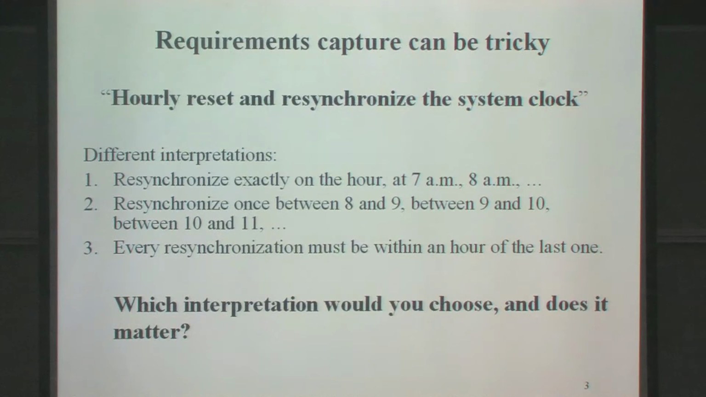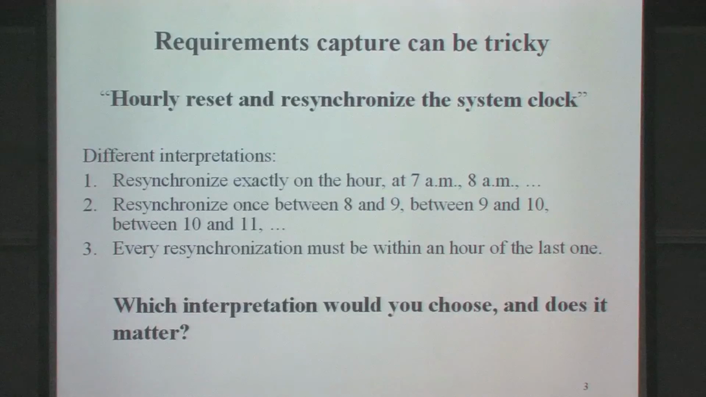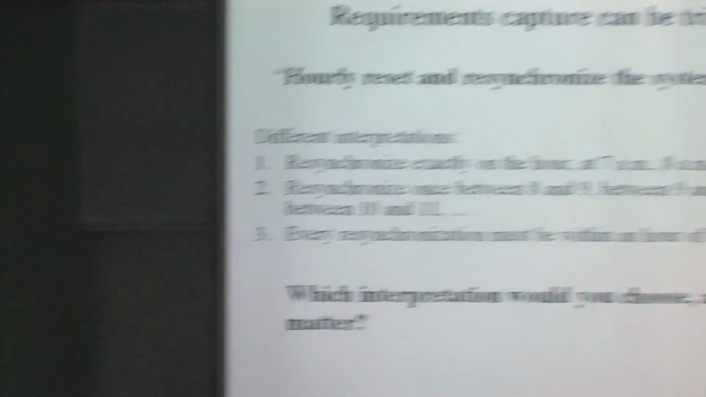Let's say a customer comes in and says, I need to reset and resynchronize the system clock on an hourly basis. But what does he mean by that? There are at least three interpretations I can come up with, and all three can make sense under different circumstances. The first interpretation says you have to resynchronize the clock on the hour: at 7 o'clock, 8 o'clock, and so on.